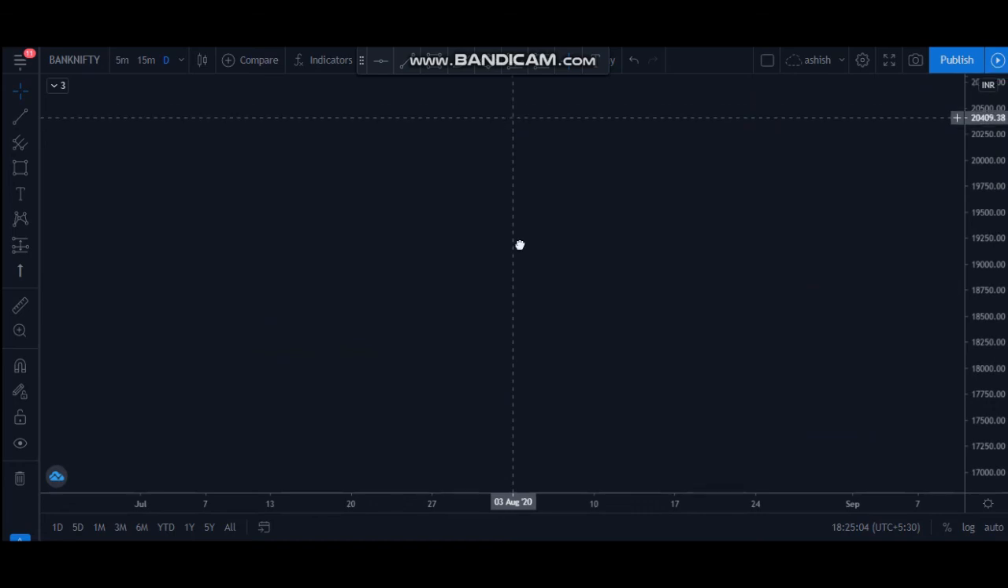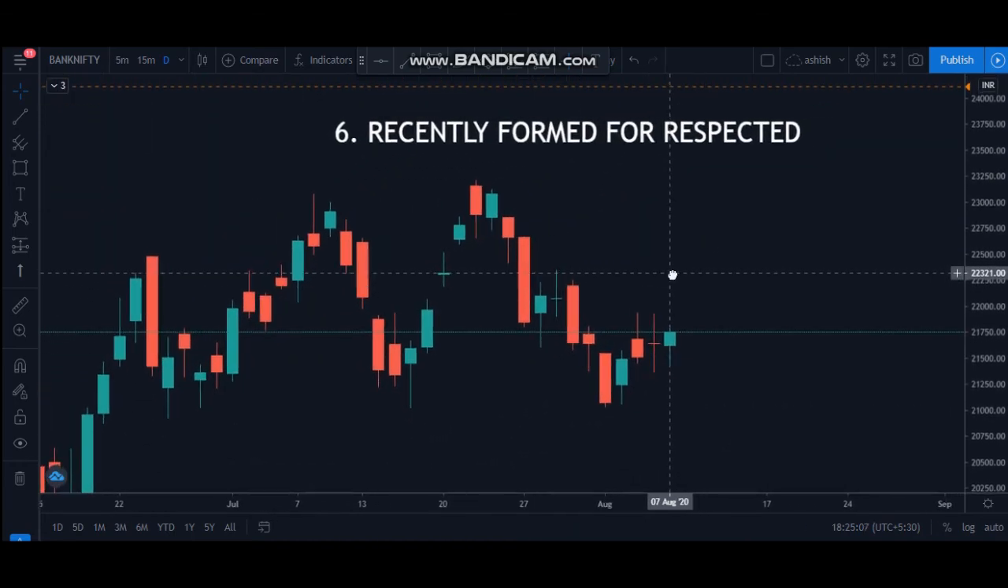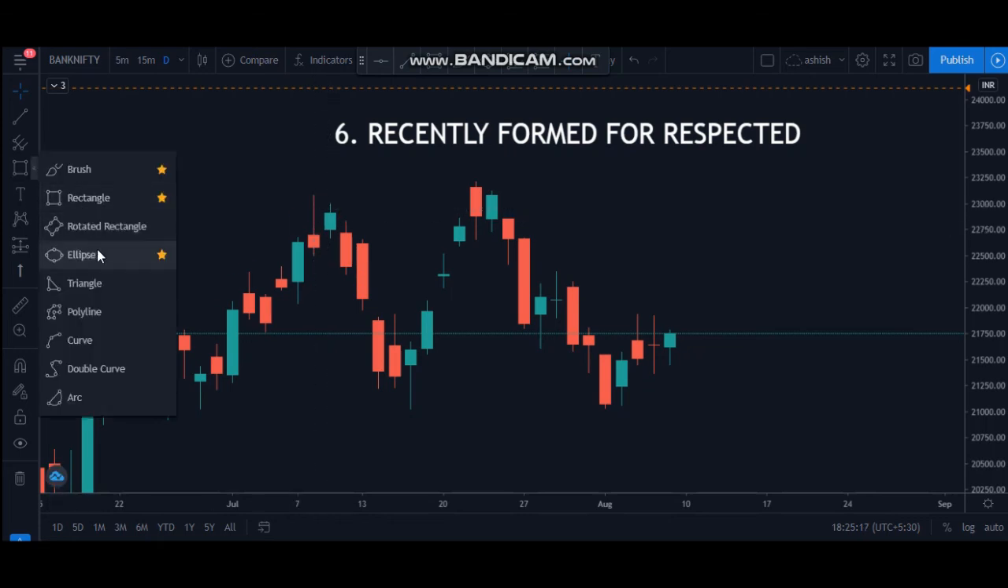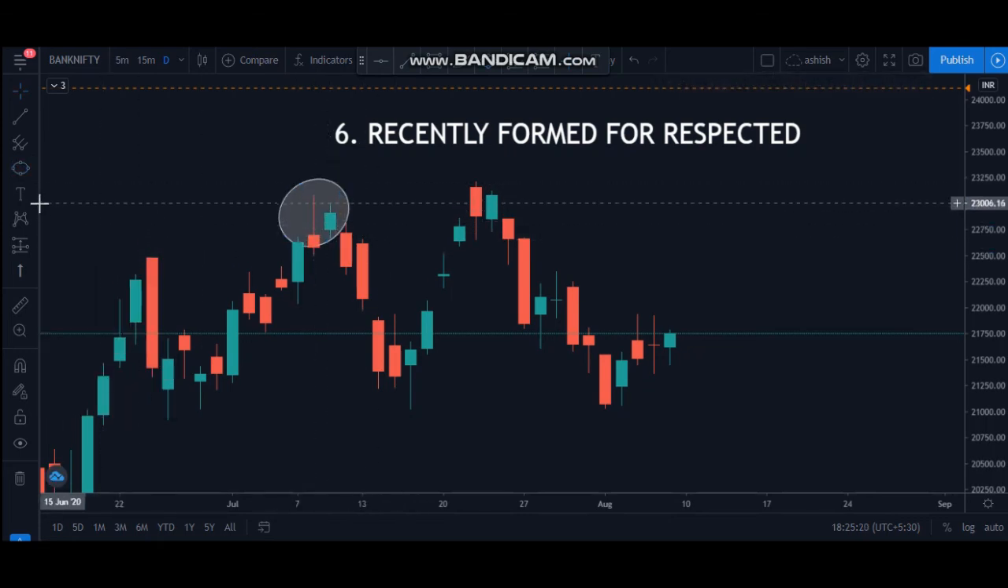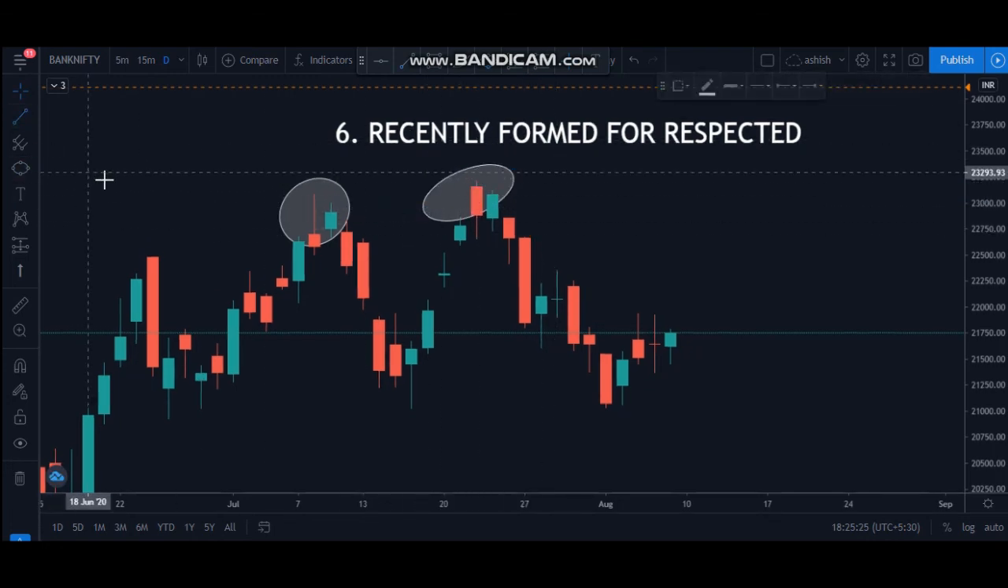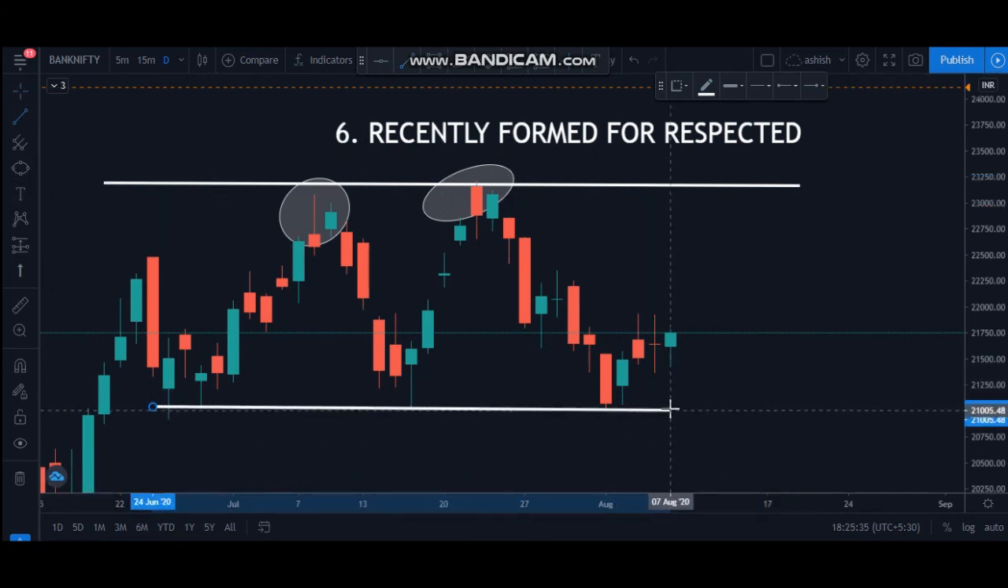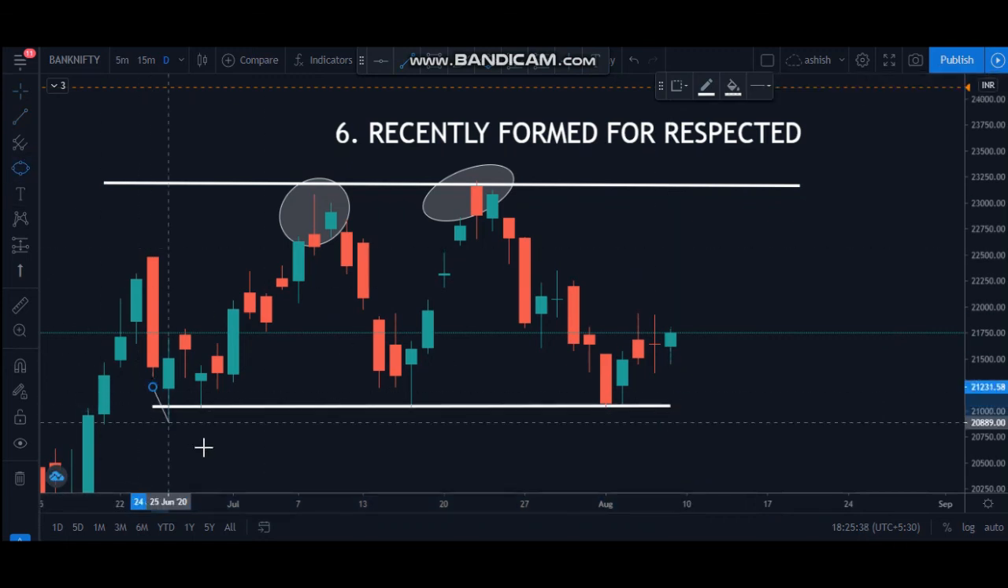Let's move on to the last one, 6th. Here we can see the price has formed a recent high of July month. Here, July month. And after that price has again respected these areas. So it becomes a visible resistance and again price has taken support at these levels, recent levels.